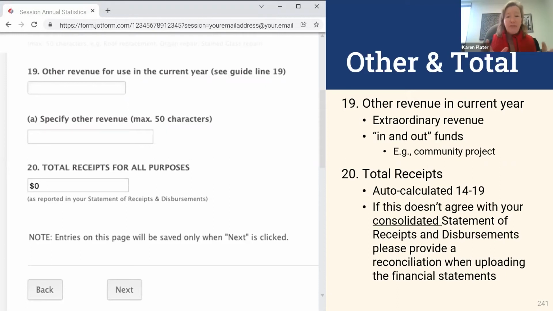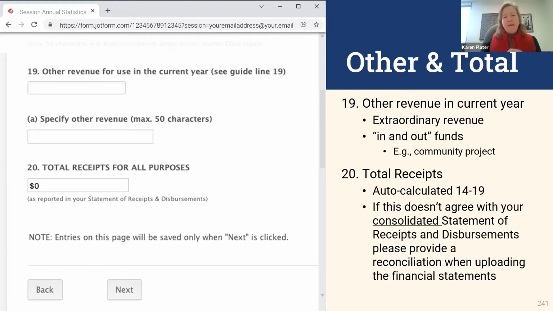They got lots of money from the community. It's not seen as just sort of a St. Andrews program. It's a community program. And so they're just really acting as the lead agents. So the money, it's in and out, it comes in and then it goes out, but it's not really the congregational ministry money. So that money can go into line 19.